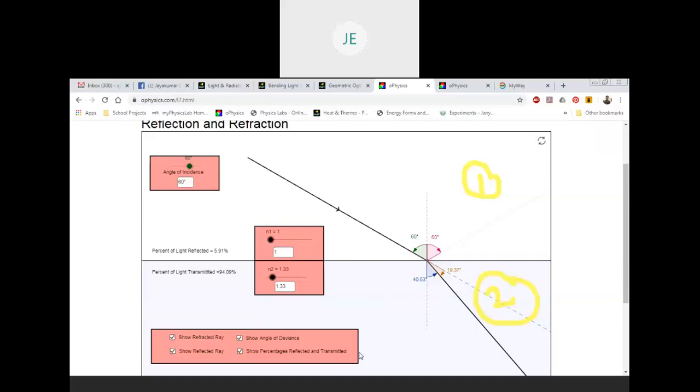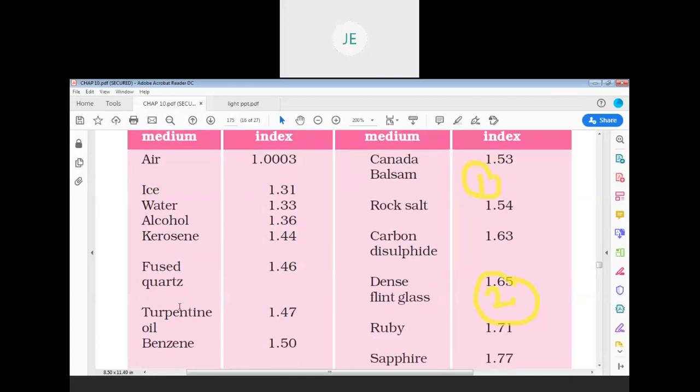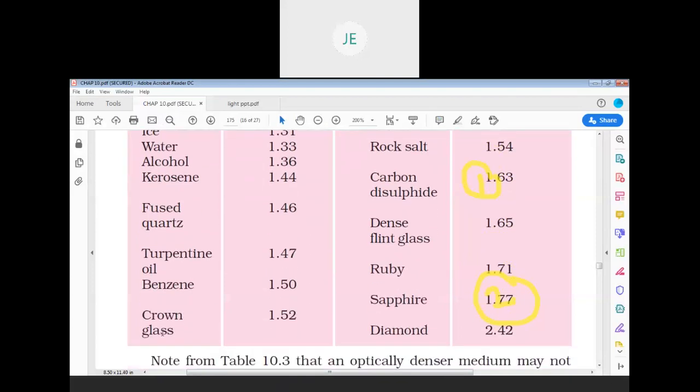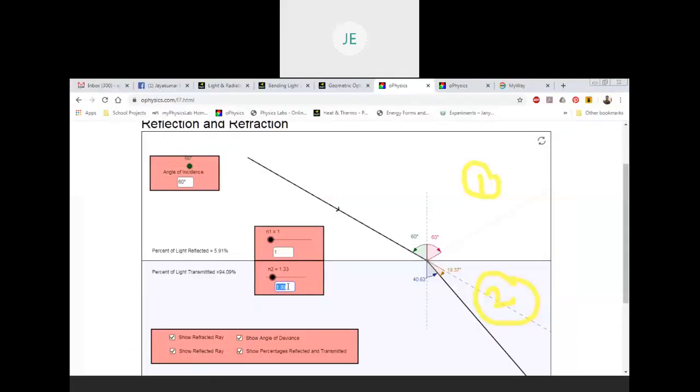Okay, I am taking one more example, like crown glass. Its refractive index is 1.52. So let me take 1.52. Still it is bending towards the normal. It is slowly moving towards the normal. So as you increase the refractive index, there is a lot of bending. That is what you have observed.